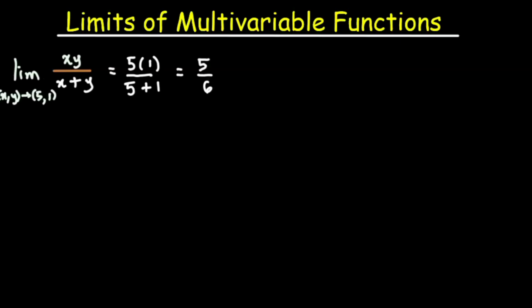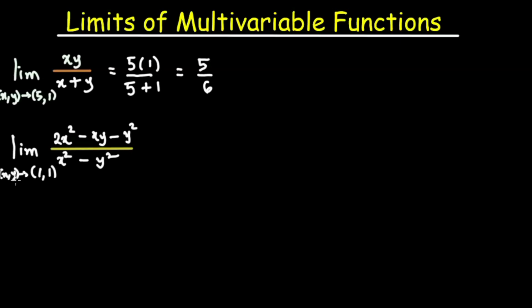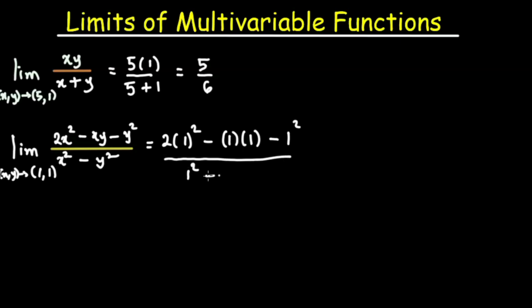Let's take a look at another question. For this question, we have the limit as x comma y tends to 1 comma 1 of 2x squared minus xy minus y squared all over x squared minus y squared. Let's try to use direct substitution. If we use direct substitution, we're going to have 2 multiplied by 1 squared minus 1 times 1 minus 1 squared all over 1 squared minus 1 squared. So I have 2 minus 1 minus 1. That's 2 minus 2. That is 0 over 0. I do not want this. So direct substitution cannot work in this instance.